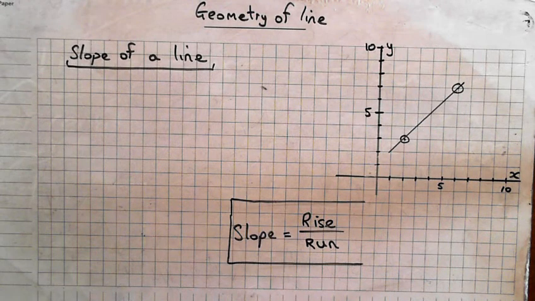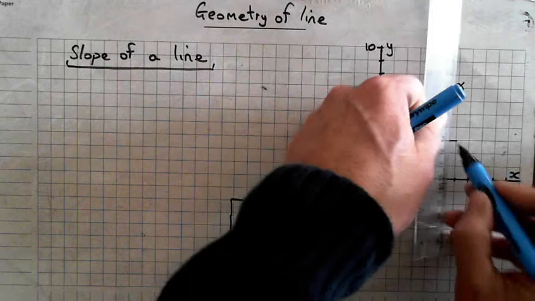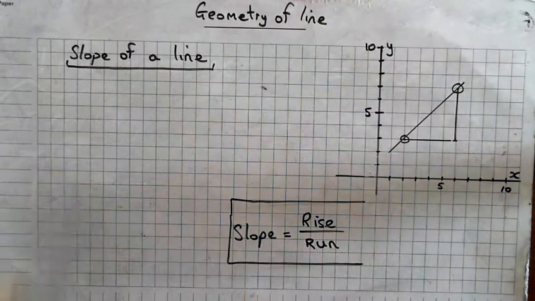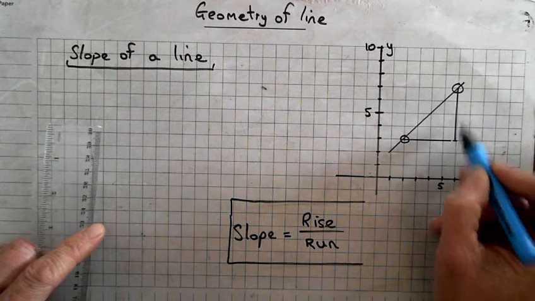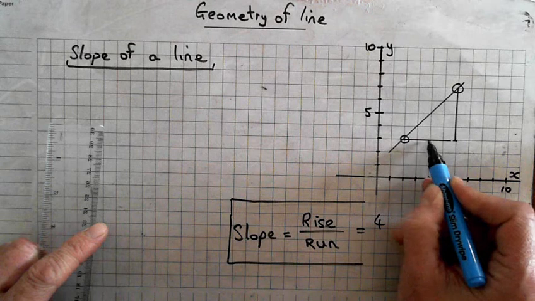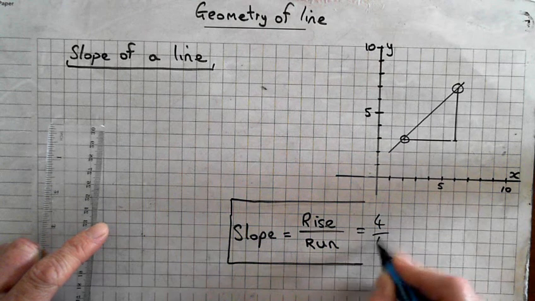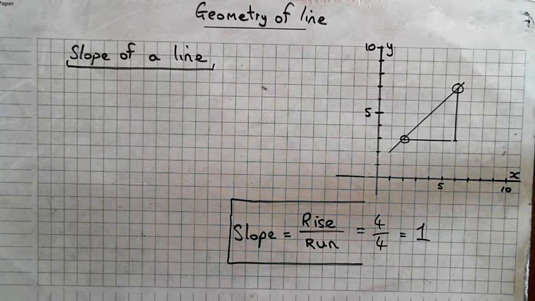Right, so what's the slope of the line? So we'll use the quick and easy method, rise and run. We have the 2 points, so what we do is we'll form a triangle using the 2 points. This is the rise: 1, 2, 3, 4. This is the run: 1, 2, 3, 4. So the slope of that line is 1.